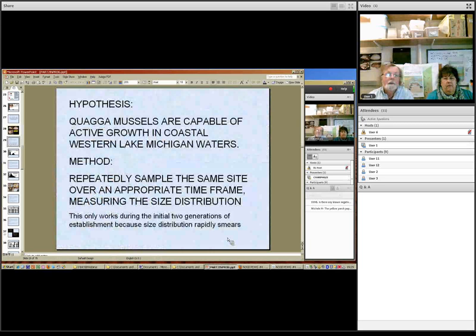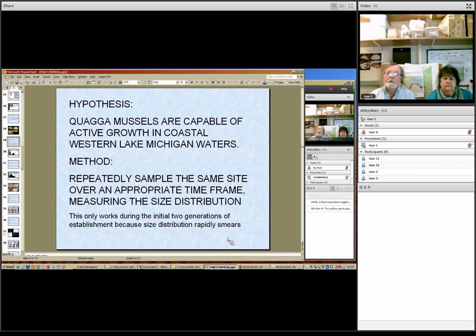So we're going to do a little bit of hypothesis testing here. And we're going to actually use measurements to answer some of these fundamental questions. And then we'll review the reasons why the quagga mussels did so well. So our first hypothesis is quagga mussels are capable of active growth in coastal western Lake Michigan waters. It is, do they actually grow here?